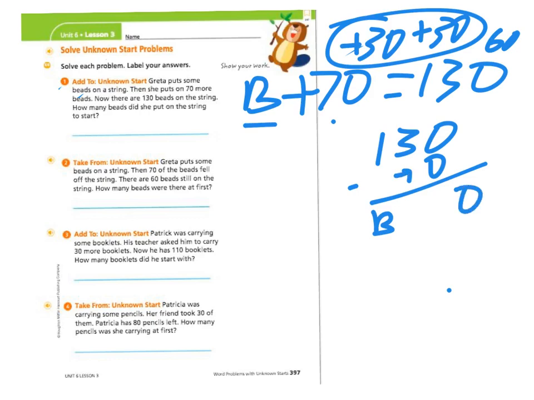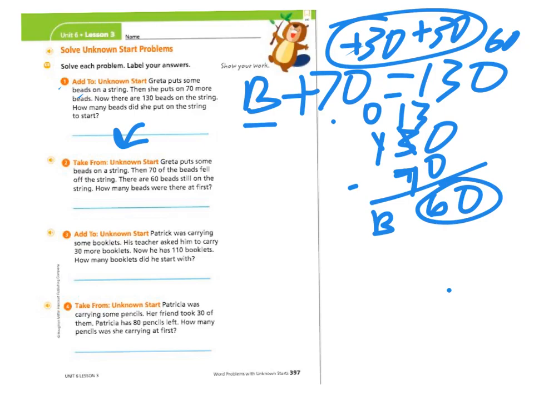0 minus 0 is 0, 3 minus 7 I cannot do, so no puzzle penguin, so I have to take one of those hundreds and I have to exchange it for 10 tens plus the 3 that were already there. 13 minus 7 is 6, so I'd get 60. So you have a choice whether you want to do addition or subtraction.